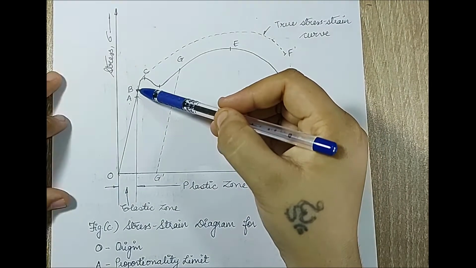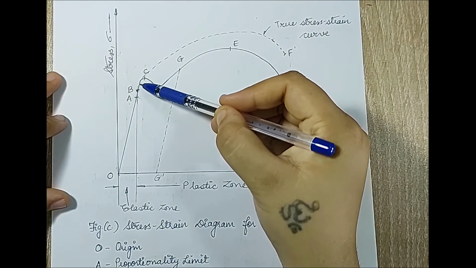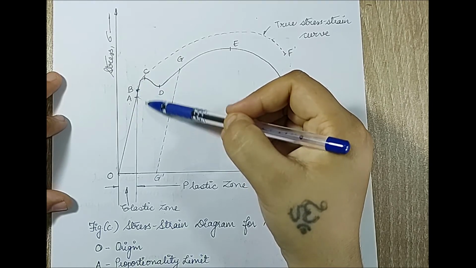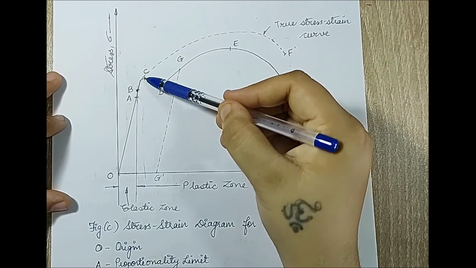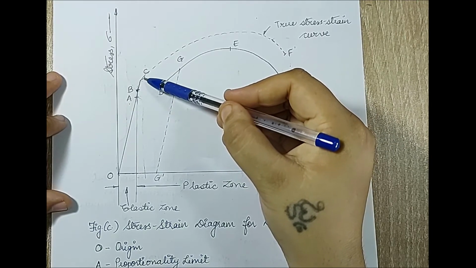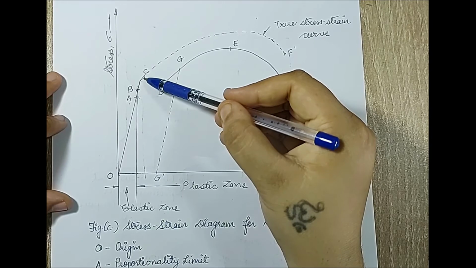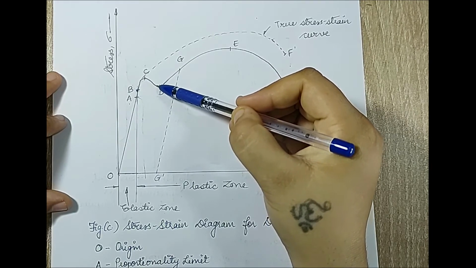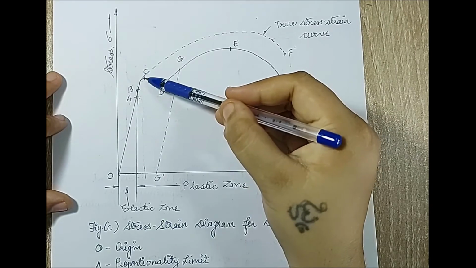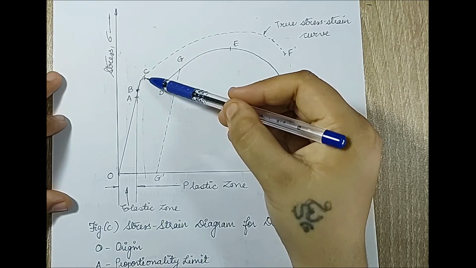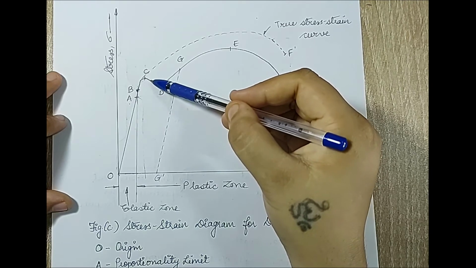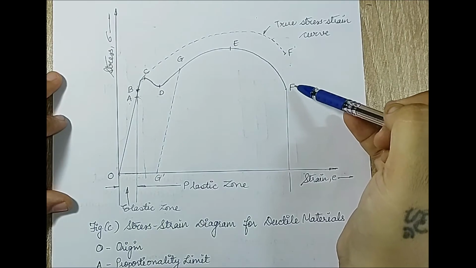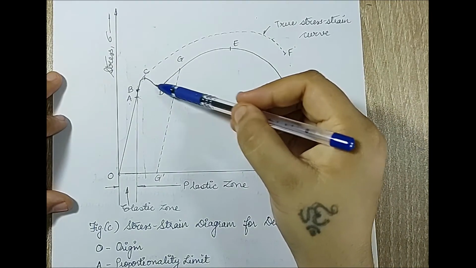So you will slowly increase the load, which means the stress is increasing. The strain also increases. You can see from B to C, the strain has increased. But after this point C, you will see that though you do not apply any load, there is still an increase in strain. You can see the stress is slowly reducing because there is no increase of load, but the strain is still increasing.